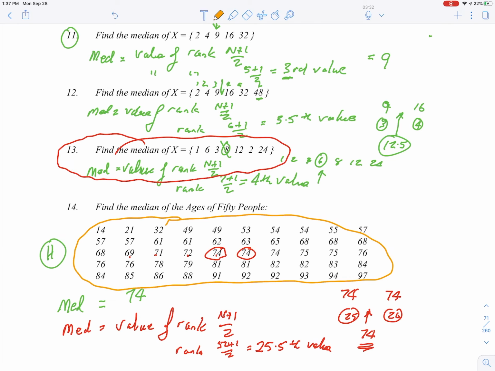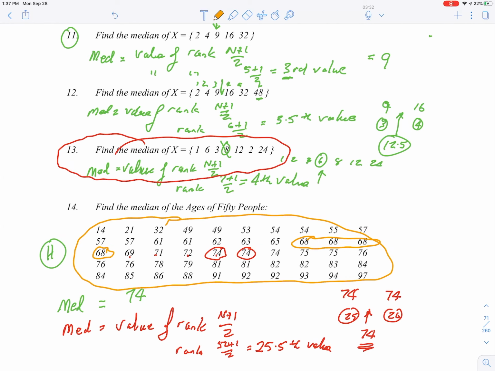Now, the mode is the most frequently occurring value. And so maybe just stop this video for a minute here, and take a quick look and see which one has the highest count, which number occurs most frequently. And what you'll see is that it is the number 68. And so it occurs 4 times. There's no other number that has a count of 4 or more.